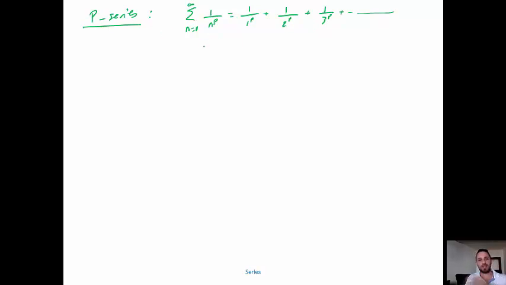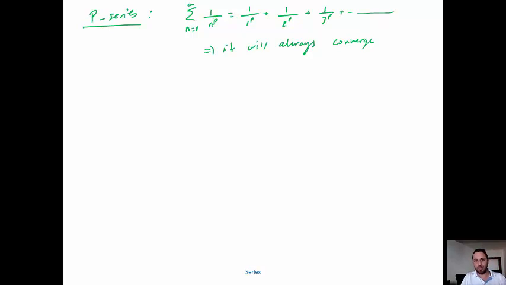So instead of doing the tests that we have learned so far, the convergence test, the divergence test, the integral test, or using the geometric series or the telescoping series, if you have this form, then this series will always converge when p is greater than 1, right?